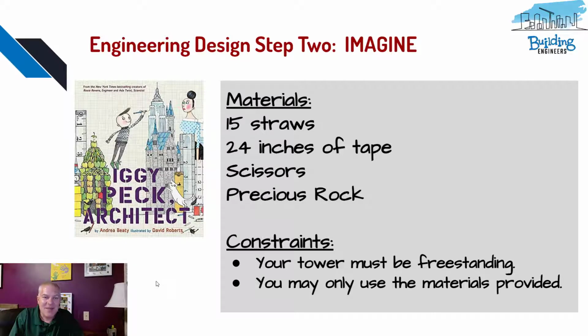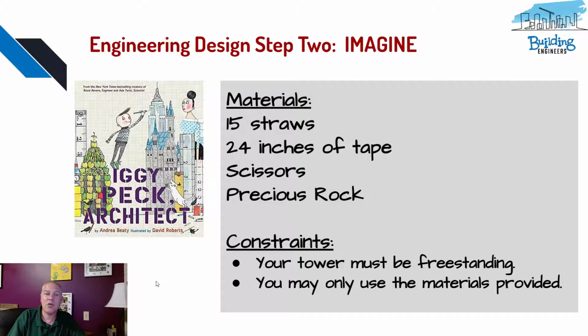And the constraints that were developed for this particular task, and again, the constraints are varied based on the teacher. You can add or change these constraints as you see fit. But for this particular example, it had to be freestanding. So the tower couldn't lean against anything, couldn't be against a wall, had to be freestanding. And the other constraint is they could not add or acquire any additional materials. The materials that they're provided is all you get. That is a major constraint whenever doing this kind of task.